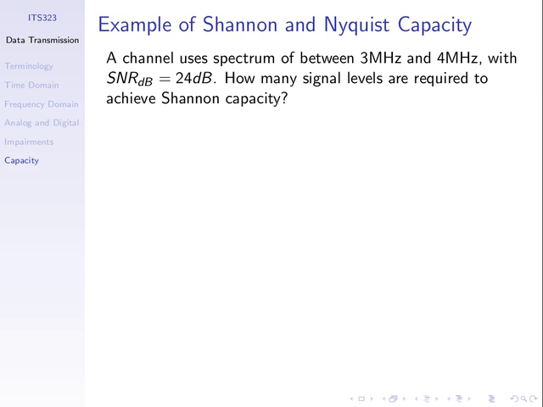Now, what do we know? We know SNR. It's 251. We know B. It's 1 megahertz. We will calculate the Shannon capacity direct from that equation. And that's our desired data rate, our desired capacity we'll calculate. And because we know our desired capacity, we know our bandwidth, we can calculate the number of levels needed to achieve that capacity. Let's go through that.